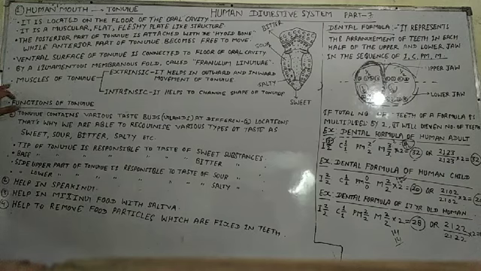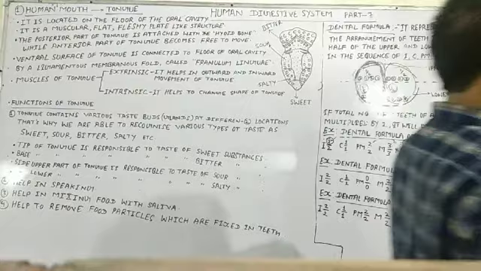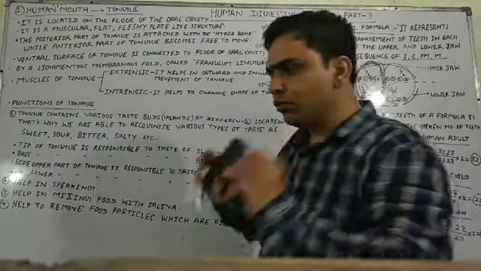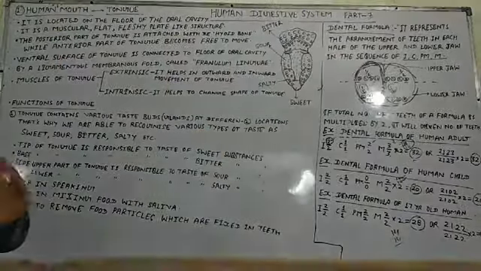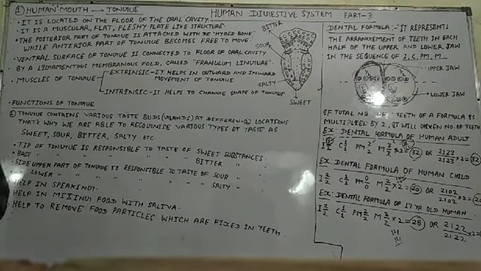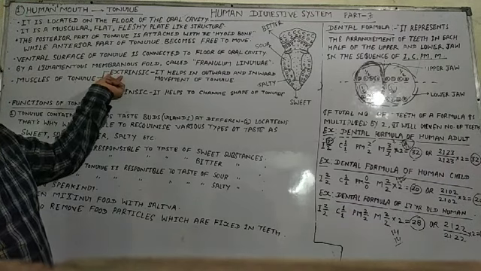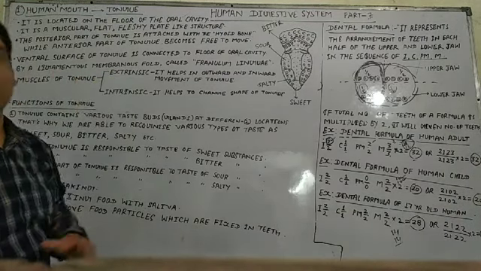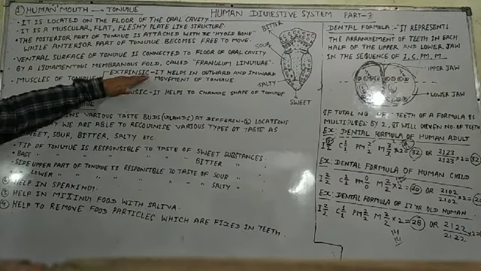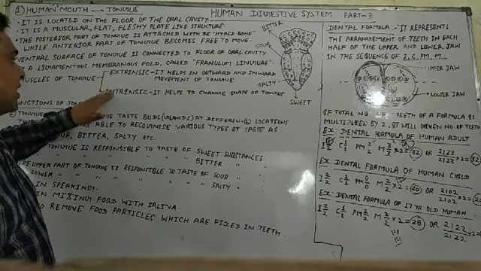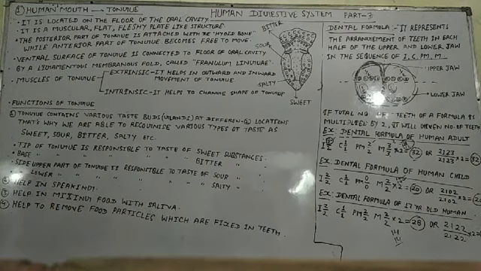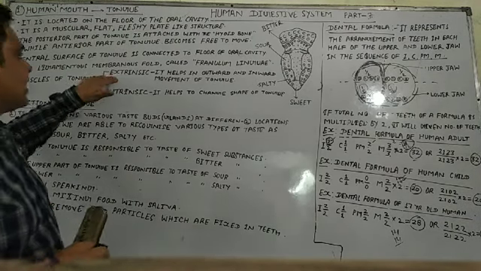Next point, muscles of the tongue. You know very well there are no bones found in the tongue, but there are two important muscles found in our tongue by which the tongue plays various functions. What are the names of the muscles? First is extrinsic muscles, you can see here, and the second one is intrinsic muscles.